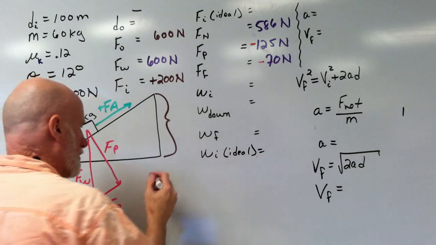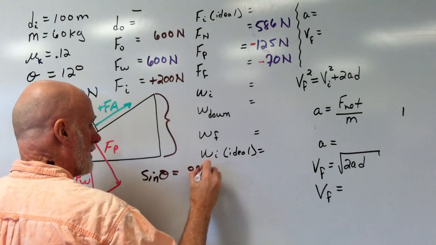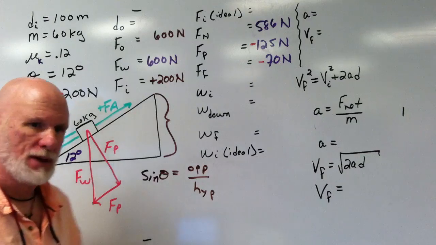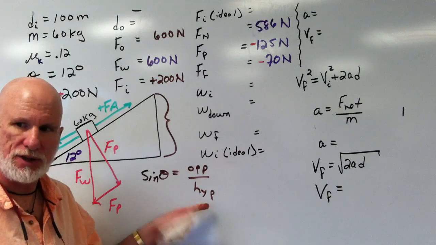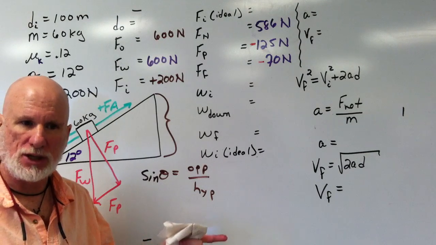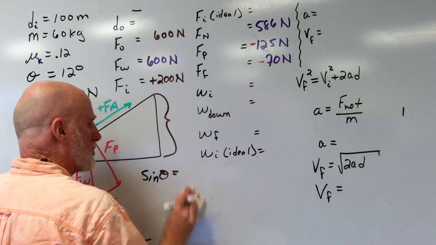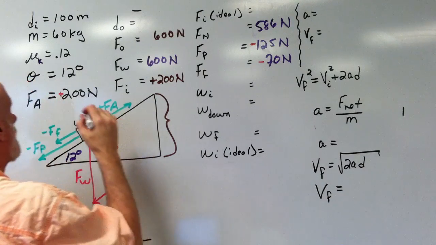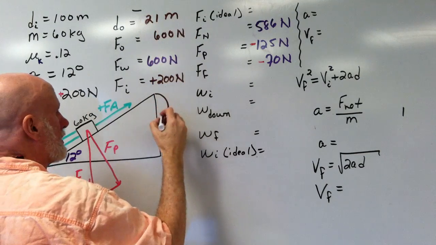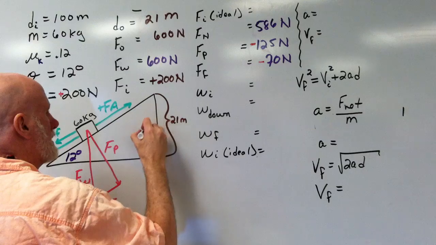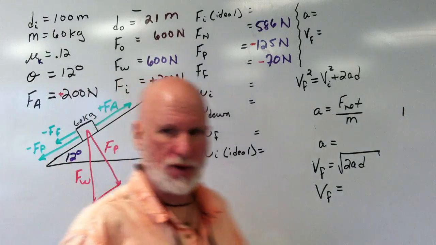Do you understand that sine theta equals opposite over hypotenuse, right? I know 100 and I know 12 degrees. So what's sine 12 degrees times 100? 21 meters. Excellent. So I can put down here 21 meters. That's DO, right? Good so far?